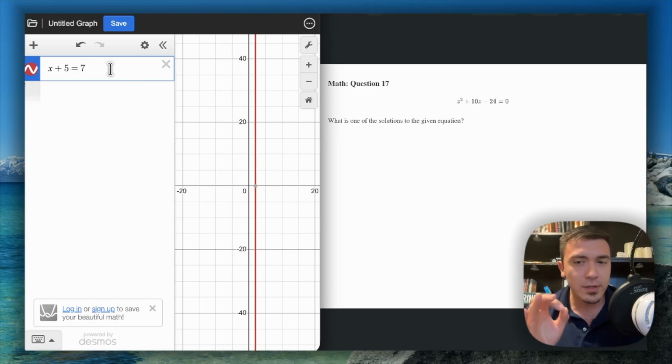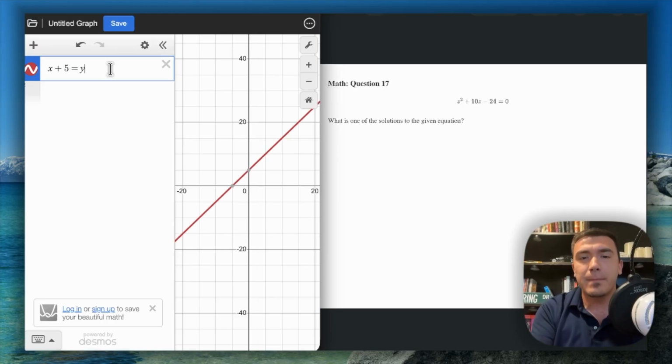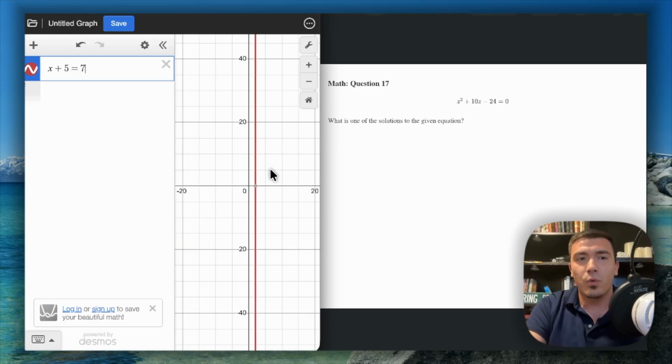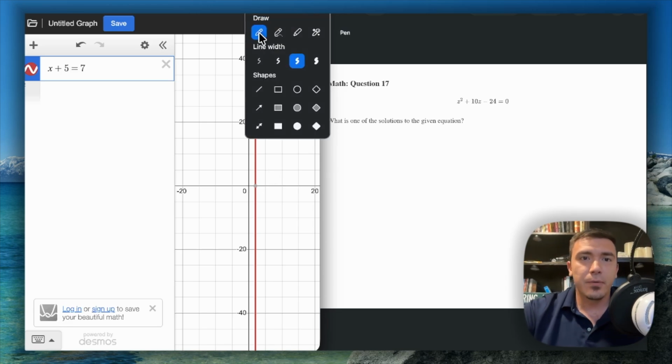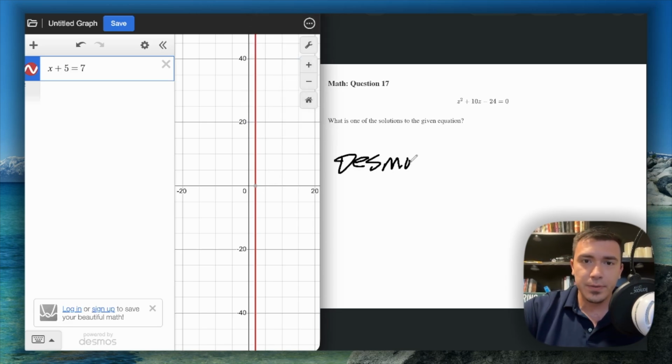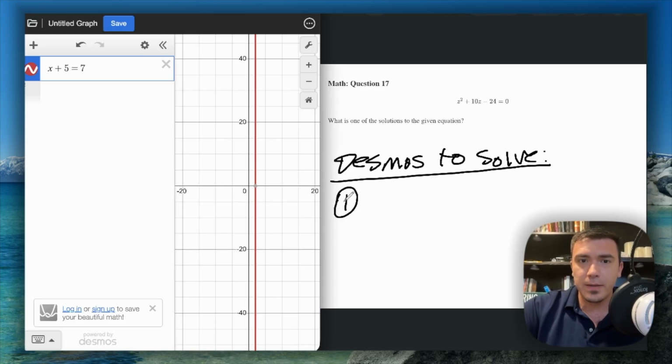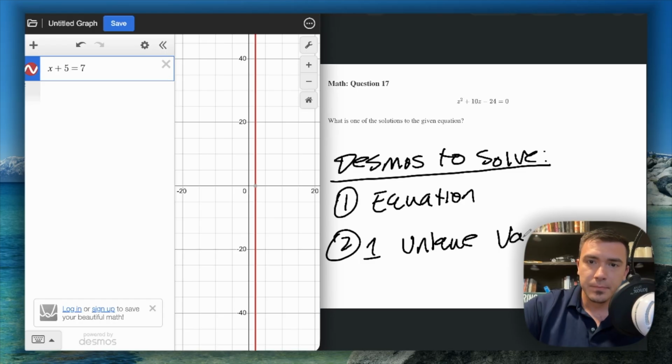But it will only give you the solution for the equation if there's only one variable in there, because now if I introduce a y and there's 2 variables, it goes back to giving me a graph. So if I ever want to directly get the solution to something, it has to be a one variable equation. So the conditions for Desmos to solve is going to be these 2 conditions. Condition number 1, it's an equation. An equation keyword has an equal sign. So as long as it has an equal sign, it's an equation. And condition number 2, it is one unique variable.